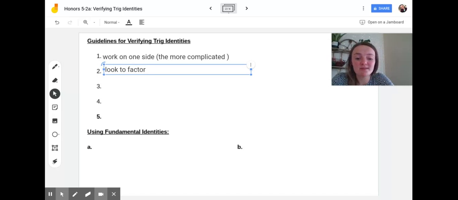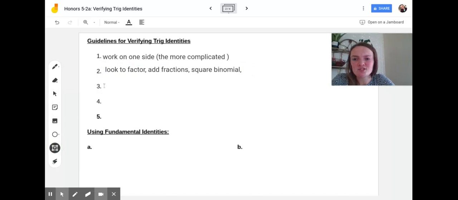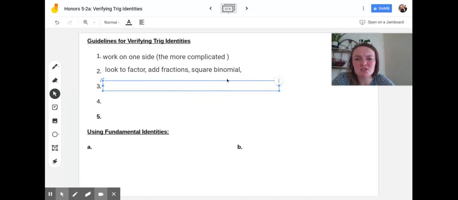In addition to that, you could also look to add fractions. You could look to square a binomial, which we haven't done quite yet. And I think that's all the ones on that one. All right, let's go on to the next one. And these are just from the book. Obviously, you can come up with your own strategies. I have my own, but this is the one from the book.